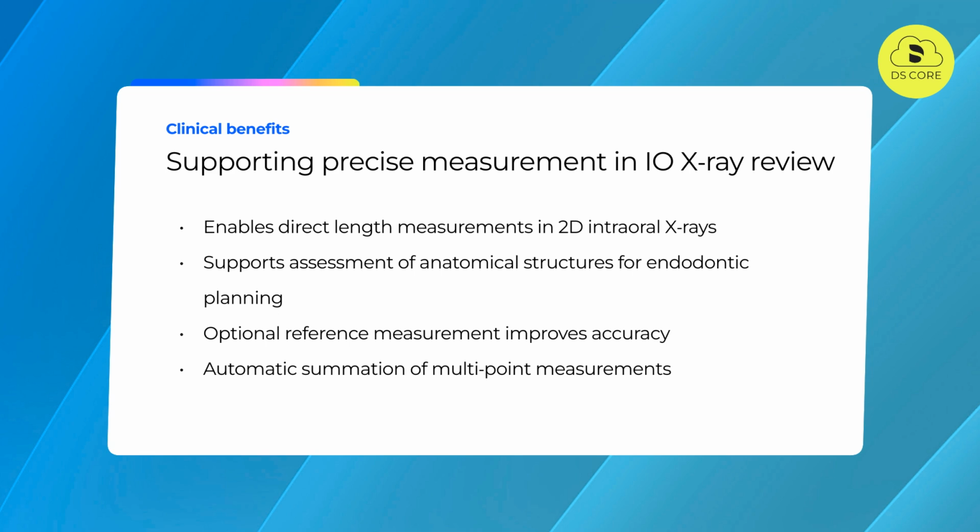For situations where accuracy is especially critical, you can add an optional reference measurement. This step helps compensate for distortions that may occur due to sensor angulation, ensuring your measurements align more closely with the true scale of the image. By calibrating the pixel-based representation of the X-ray in this way, the tool helps you consistently derive reliable length information, even when anatomical structures cannot be displayed at a perfectly accurate physical scale.